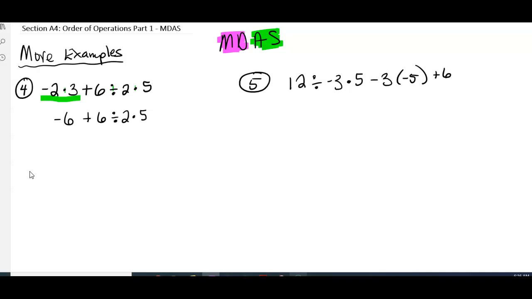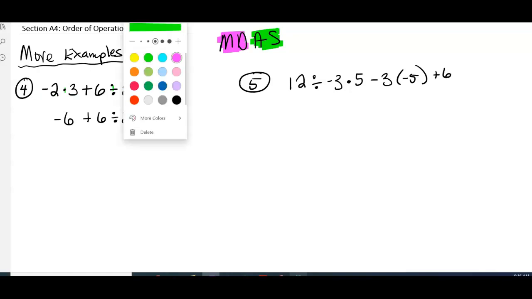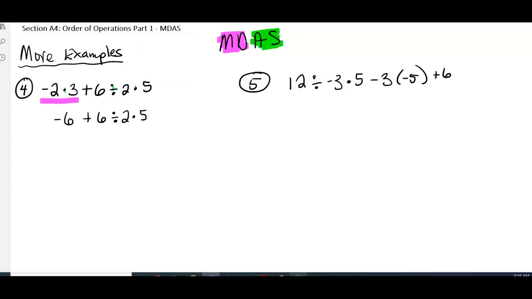Okay, I still have some multiplying and dividing. Let me change that color. I should do purple, because purple is the multiplying and dividing now that I think about it. I still have a multiplying and dividing. The first one I see is this one, so I do that now. I get negative 6 plus 3 times 5. Then I look back, I still see another multiplying and dividing right here, so I'm going to do that one. And so negative 6 plus 15.